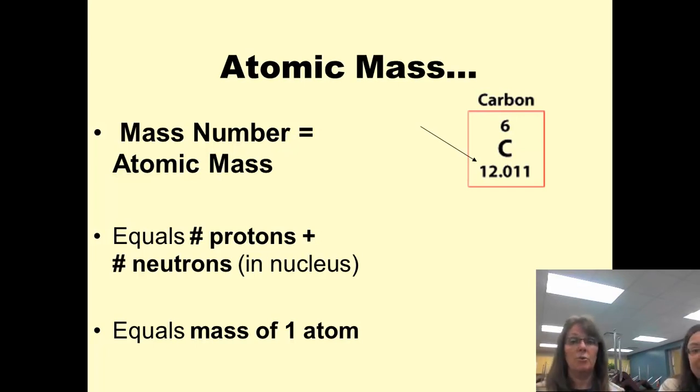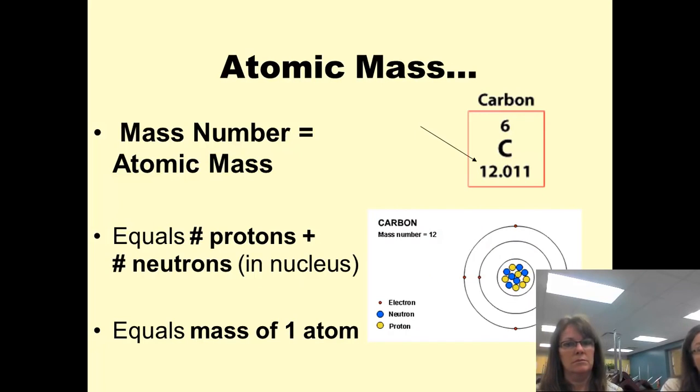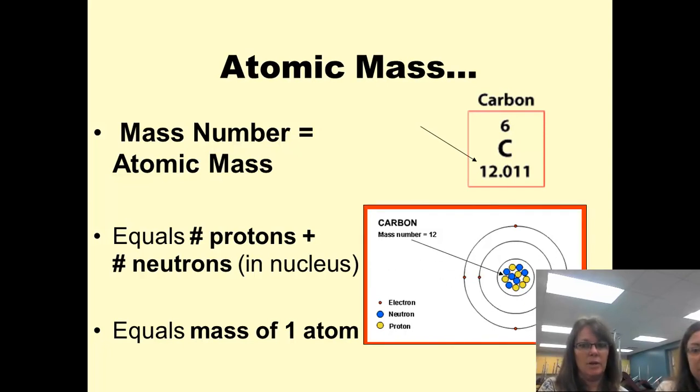So we know that when we take 6 protons and add it to the number of neutrons, it has to equal that atomic mass. So I'm thinking the neutrons for carbon probably have a mass of 6.011. Yeah, that's right. Nice, you did your math right there. Let's move on. It's pointing to the nucleus there. The nucleus, that's where all the mass comes from.